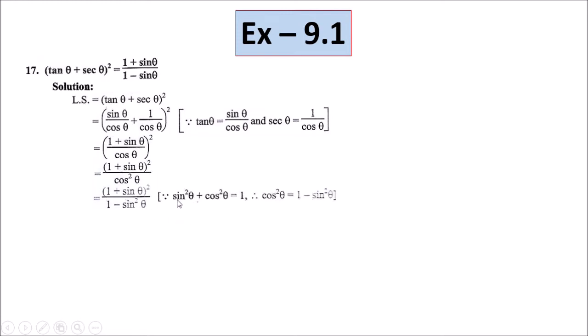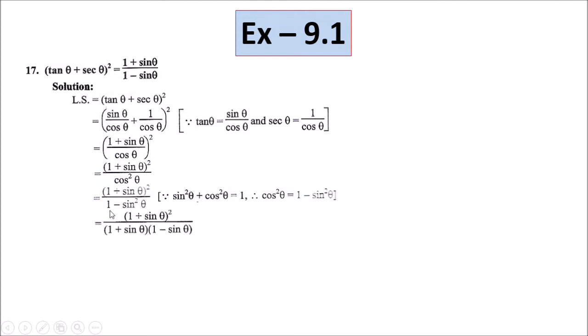We know this formula. By this way you can just transfer it. Sin square theta plus cos square theta equal to 1. I am just sending this sin square theta to the right hand side. So 1 minus sin square theta equal to cos square theta. So instead of cos square theta, we just write 1 minus sin square theta. You can write, see, 1 square we can write that equal to 1 minus sin square theta. You can write sin theta whole square.